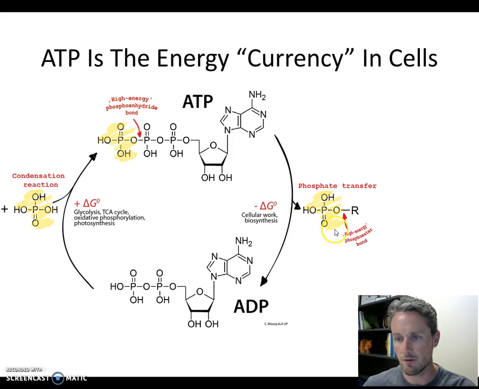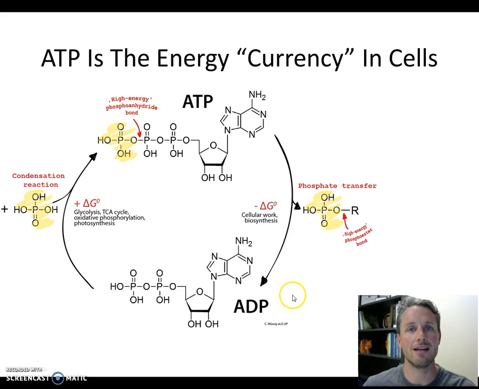So when we break this off, we release a phosphate group, and we end up with ADP. Here, the D stands for di. So it's adenosine diphosphate. There's just 2 phosphate groups. When we take energy from a catabolic reaction, we can use that energy to force another phosphate back onto the end. Now we've got 3 phosphates again. That's adenosine triphosphate.